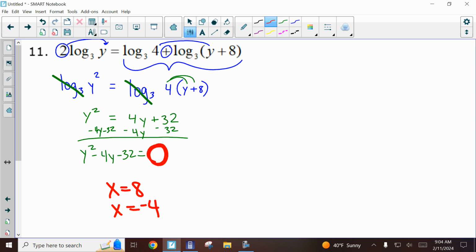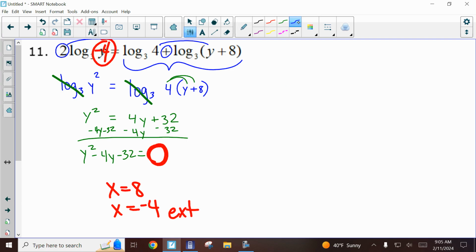Now when we're doing logs, you have to check if you end up with any negatives inside of your logs. So if I put an 8 right here, that's positive. If I put an 8 right here, that's also going to be positive. So that's not an issue. If I go back and try that with the -4, let me put this in red again. So if I put a -4 here, there's our problem. That's not allowed to happen. So that means this answer right here is extraneous.